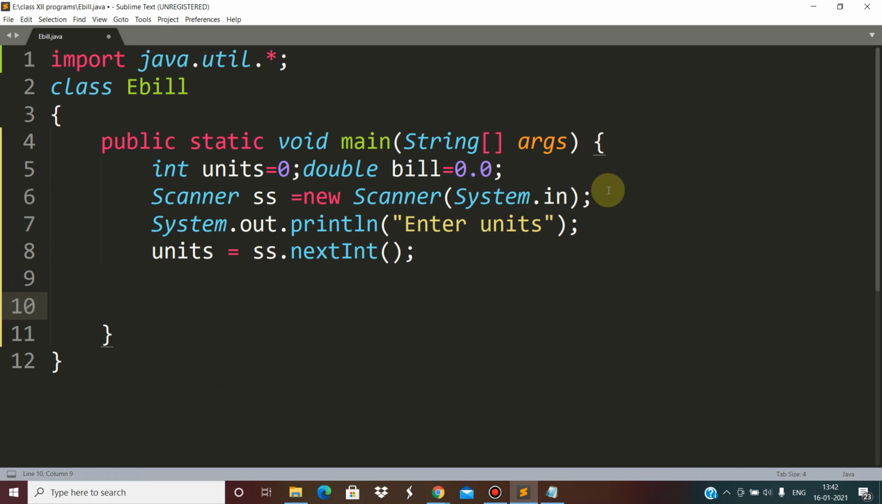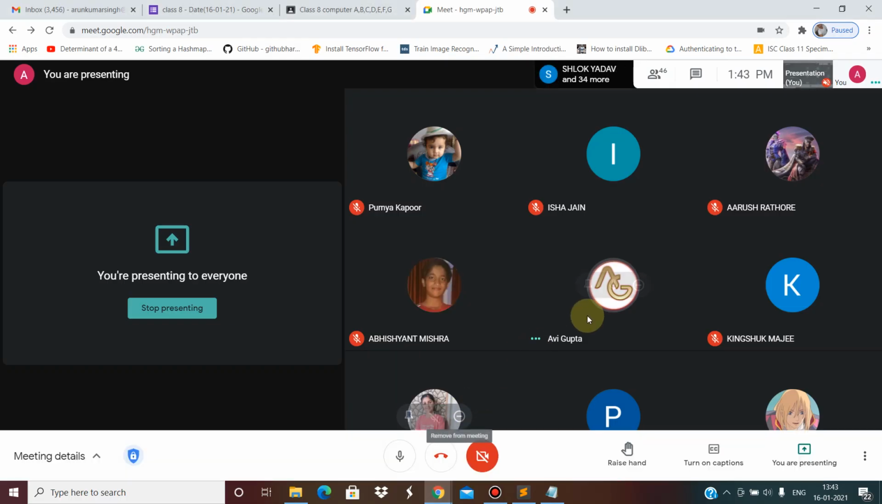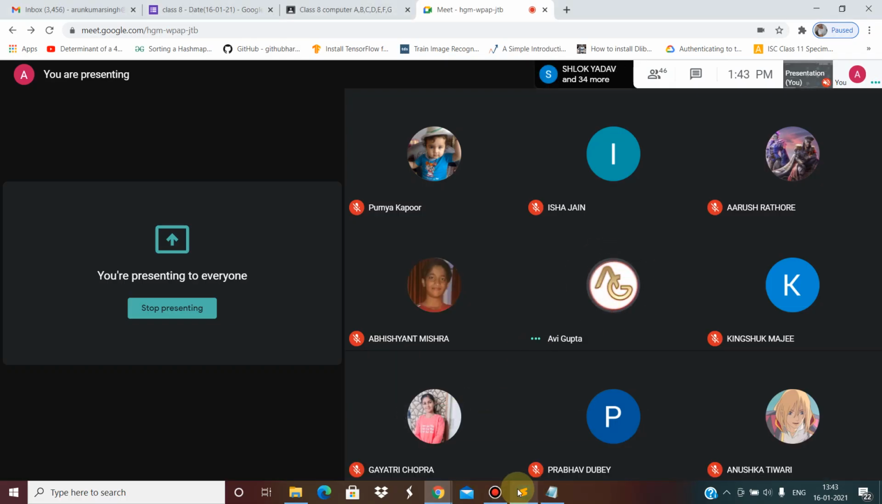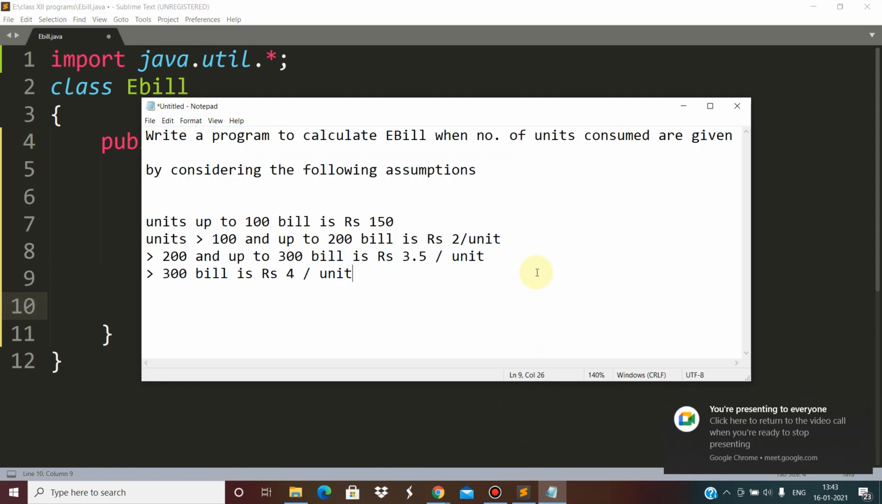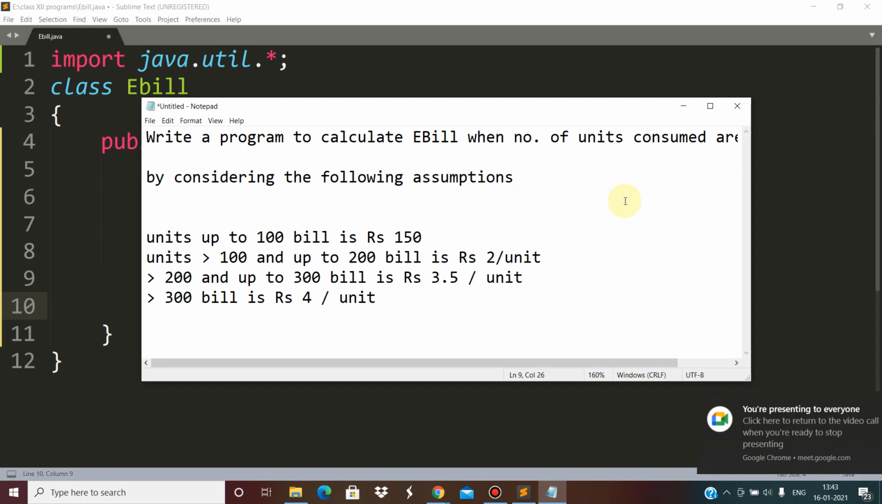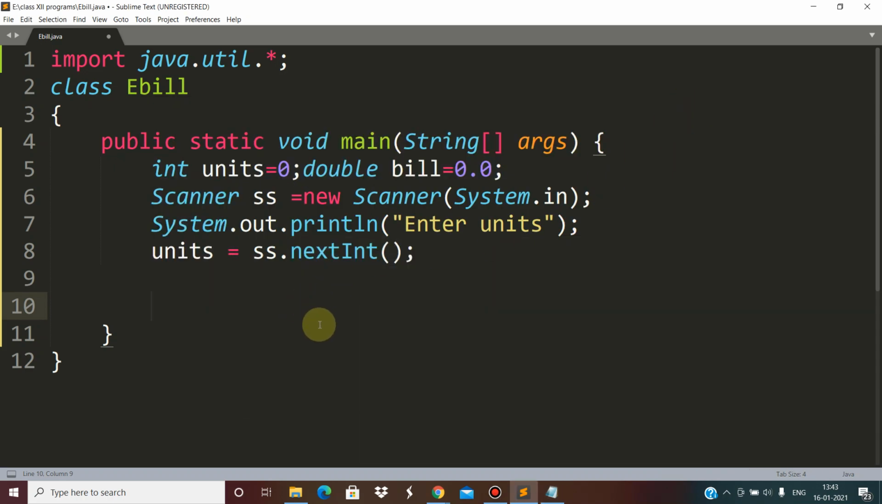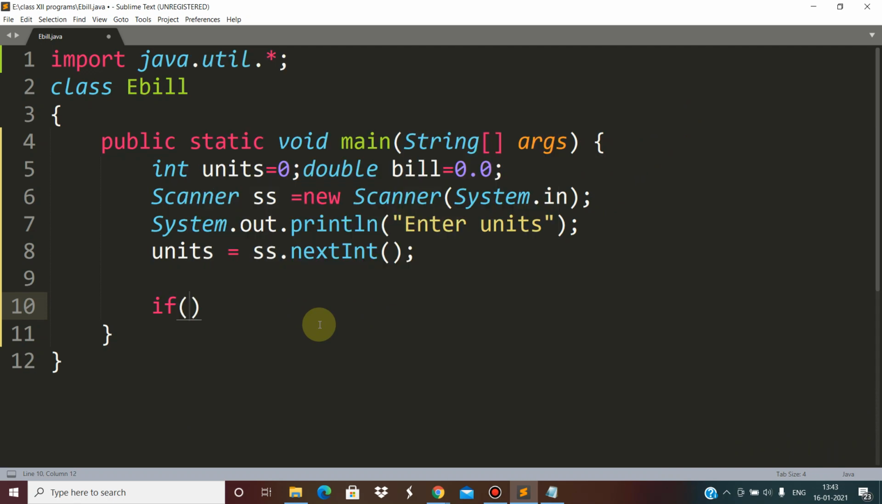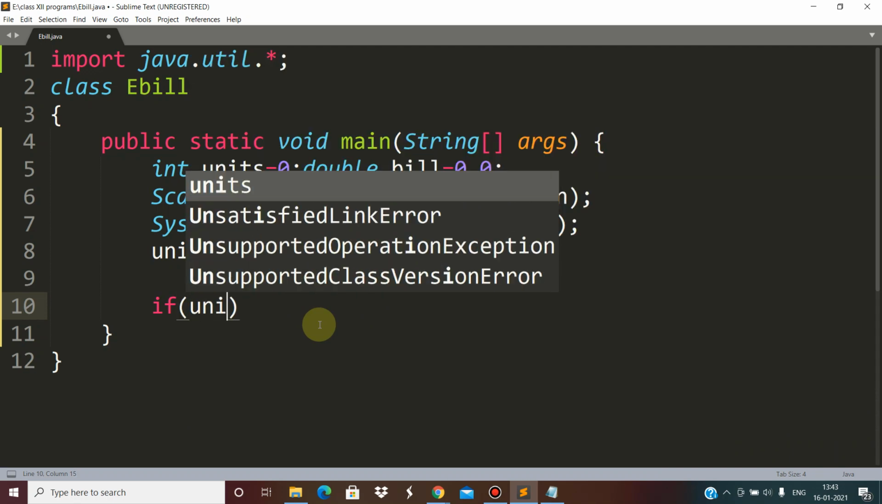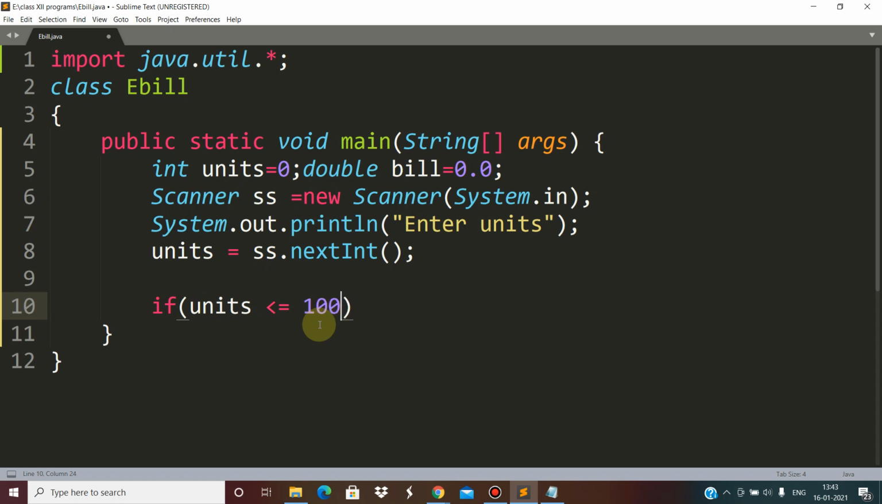Now we have to calculate. How to calculate? Avi Gupta, please tell me what to do with this. The conditions are given like this: units up to 100, the bill is rupees 150. So what will be the very first condition? If the units are less than or equal to 100, the bill is 150. Then bill equals 150.